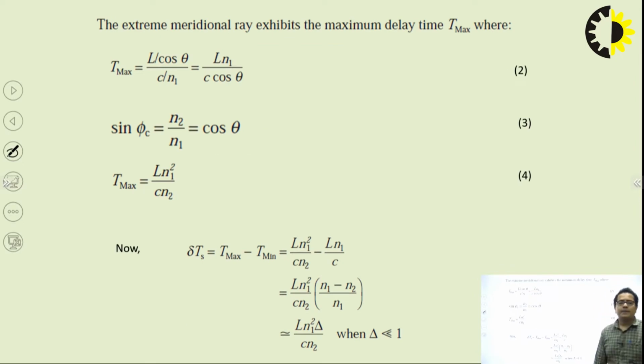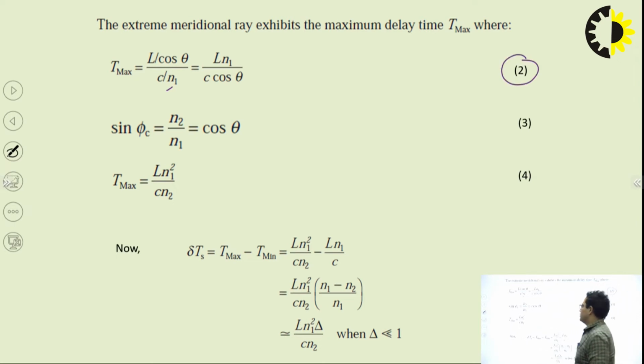Now we have calculated the minimum time taken by the axial ray. Next we have to calculate the maximum time taken by the meridional ray. This is given by the distance traveled by the meridional ray divided by the velocity with which it travels through the optical fiber. So it is given by L by cos theta upon c by n1, which becomes L n1 upon c cos theta. So this is the maximum time taken by the meridional ray.